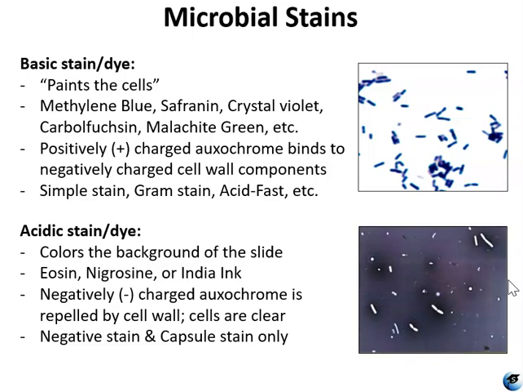Now, on the whole opposite side of that is your acidic stain. An acidic stain is negatively charged. So acidic stains are actually repelled by the cells, and this means that the dye does not impart color to the cells, but dyes the rest of the slide, the background, instead. And then your cells stay clear. So you can see how the background here is dark, and these in white here, these are the cells. Examples of acidic stains are eosin, nigrosin, and India ink. Acidic dyes are only going to be used in this class for the negative stain and the capsule stain.